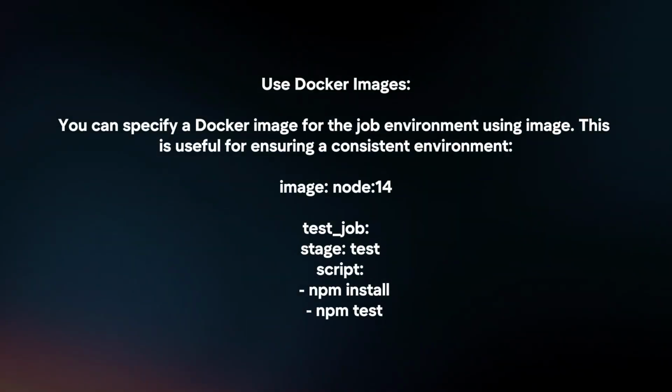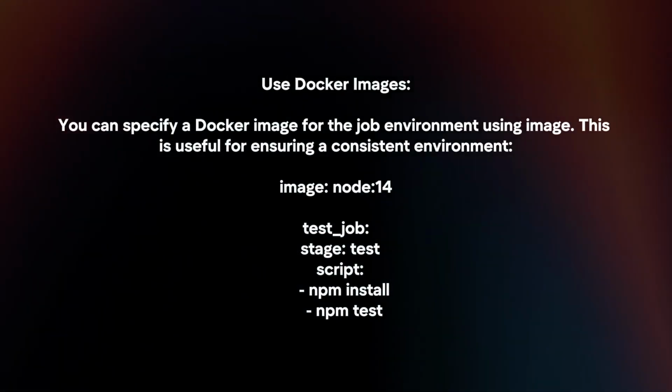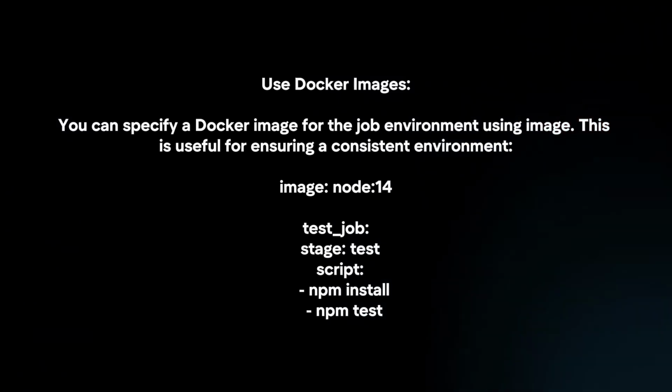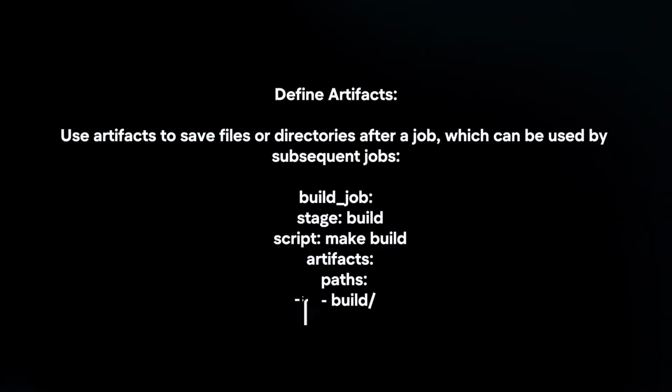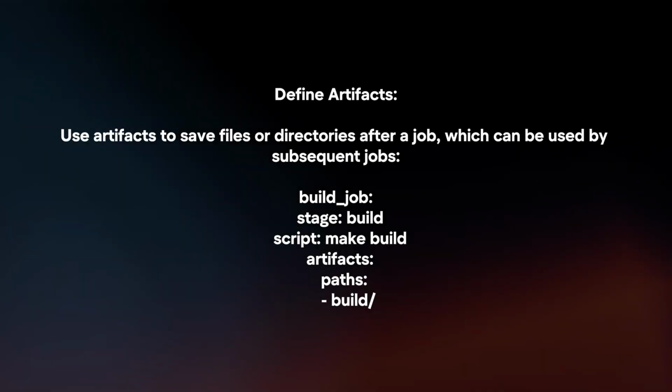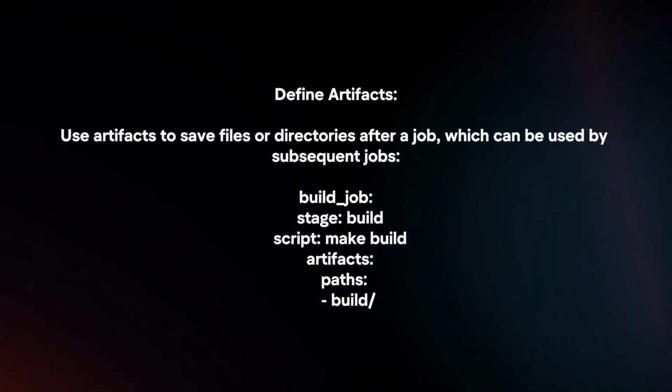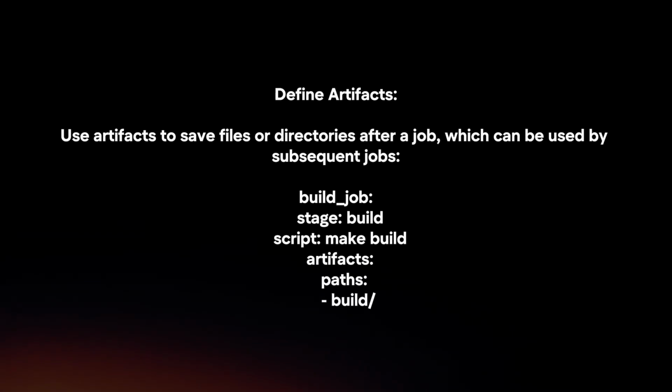Use Docker images. You can specify a Docker image for the job environment using image. This is useful for ensuring a consistent environment. Define artifacts. Use artifacts to save files or directories after a job, which can be used by subsequent jobs.